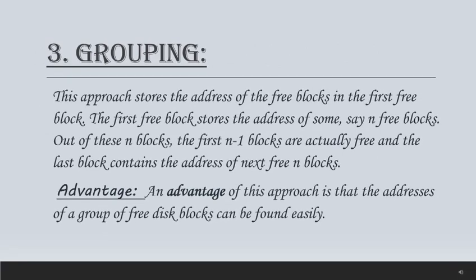The third approach is grouping. This approach stores the address of the free blocks in the first free block. The first free block stores the address of some, say, n free blocks. Out of these n blocks, the first n minus 1 blocks are actually free, and the last block contains the address of the next n free blocks. So the advantage of grouping is that the addresses of a group of free disk blocks can be found easily.